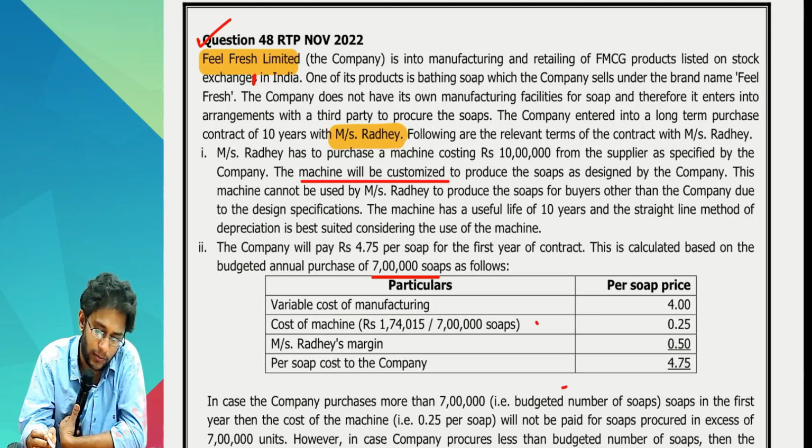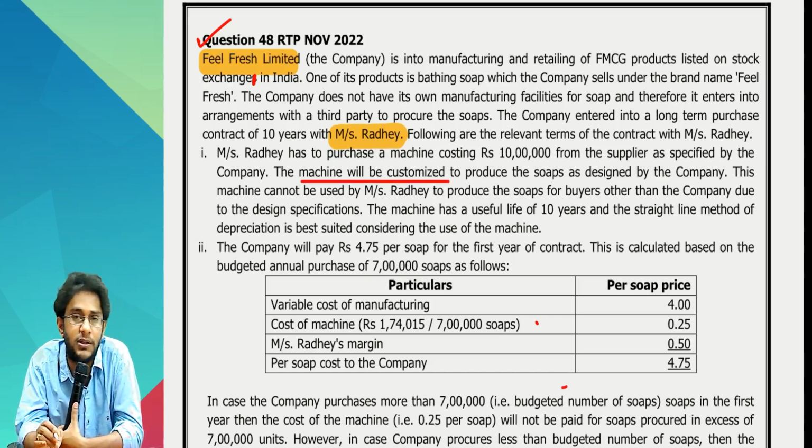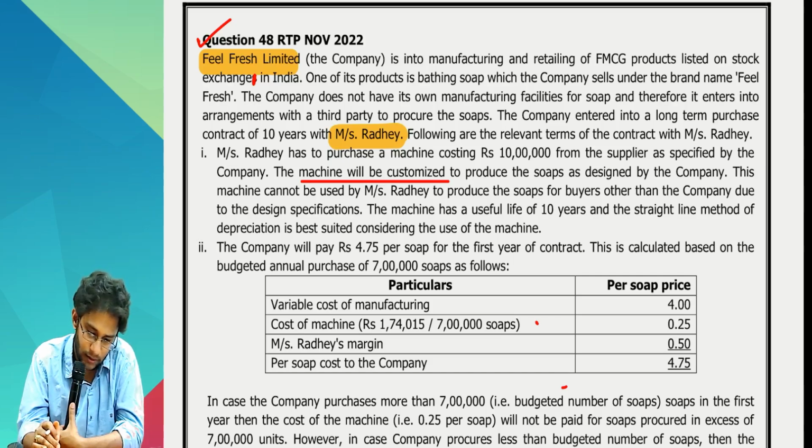The machine cannot be used by Messrs. Radhe to produce the soaps for buyers other than the company due to design specifications. Indirectly, what he is saying is, whatever machine Radhe buys to manufacture soap, that machine cannot be used by Radhe for producing soaps relating to other suppliers. The machine must be used only for manufacturing soaps relating to our company only, Feel Fresh. Then the machine has a life of 10 years, and straight line method of depreciation is best suited considering the usage of the machine.